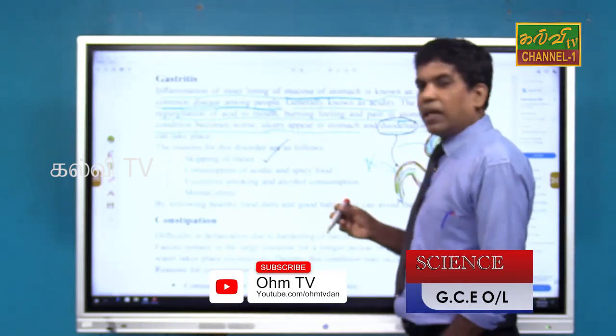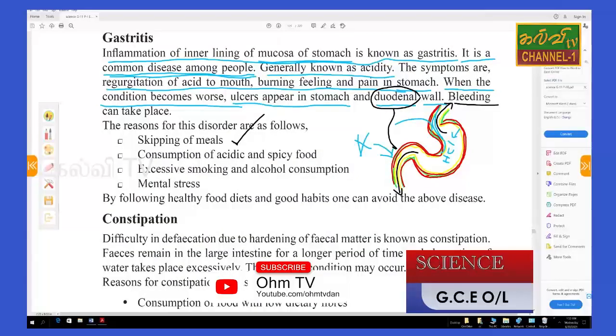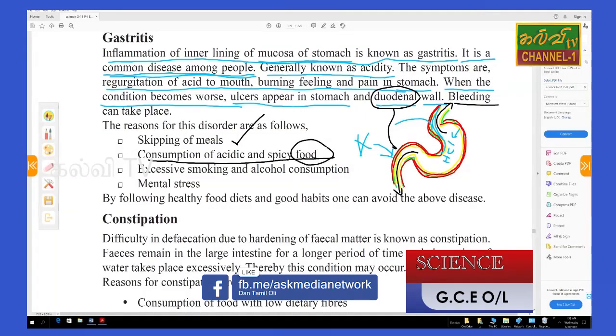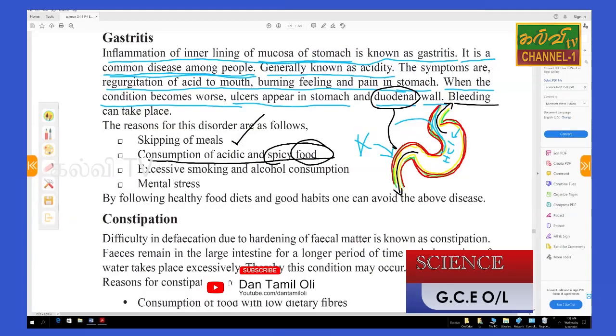Okay. Consumption of acidic and spicy food. Yes, spicy food is also very dangerous. Try to avoid things like chilies, because they increase gastritis. So if anyone has gastritis, they have to reduce spicy food, right?